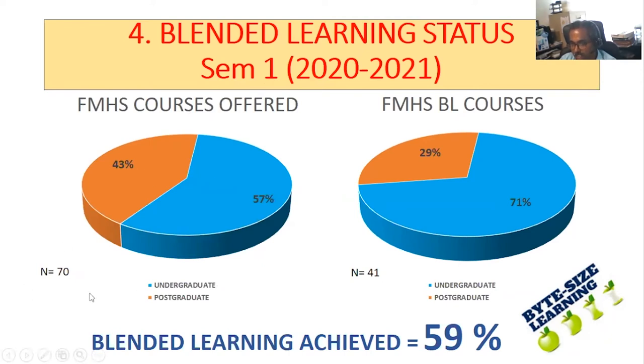Now, out of the 70 courses offered, only 41 achieved blended learning. Okay, only 41. And of these 41, the majority were from the undergraduate courses, nearly three quarters of them. And then the remaining was from the postgraduate. Maybe that's the thing that I'm going to highlight later. Overall, this is what we have achieved: 60% blended learning status. Blended learning practitioners, we achieved 60% only last semester.